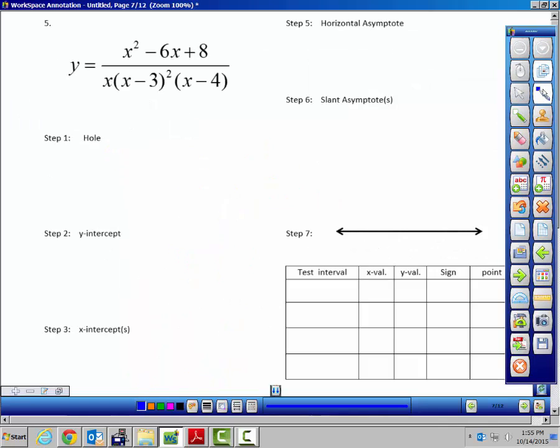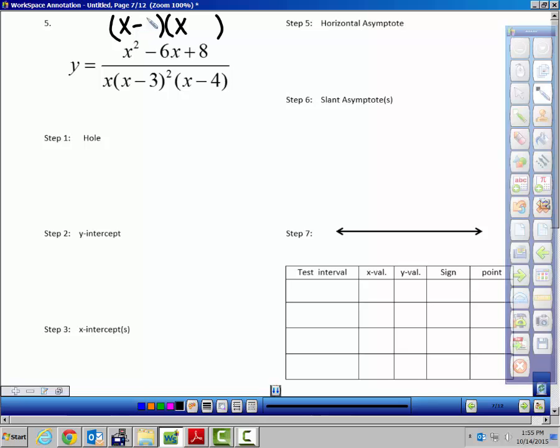Alright, 5 and 6, I'm asking you to practice all 8 steps going through the entire process for graphing the rational function. So in number 5, you can factor your numerator. That's what you need to do first so you can see if anything's going to cancel out. Okay, so this does factor out to x minus 2 and x minus 4, which there is a common factor, x minus 4 in the numerator and denominator. So we are going to have a hole.